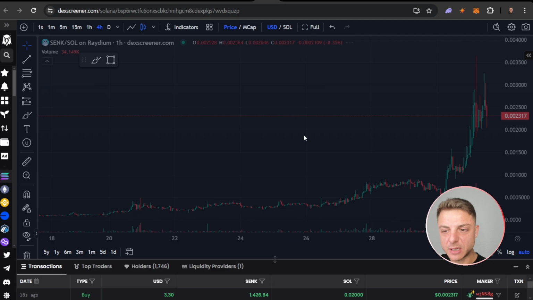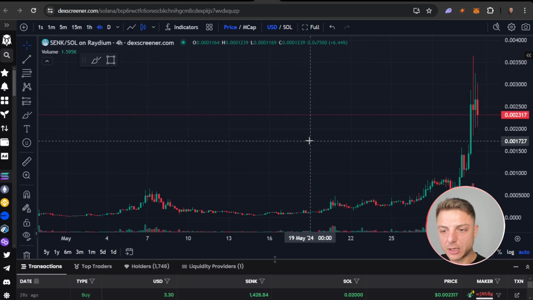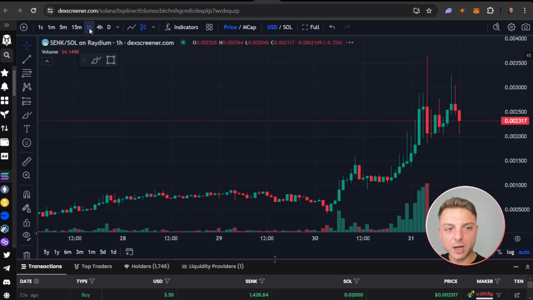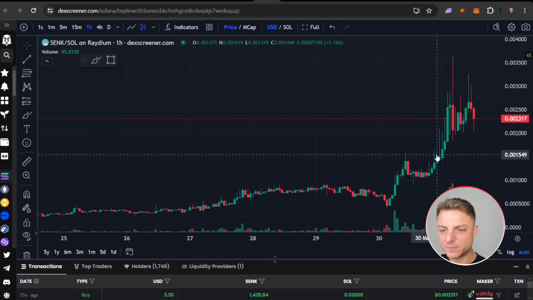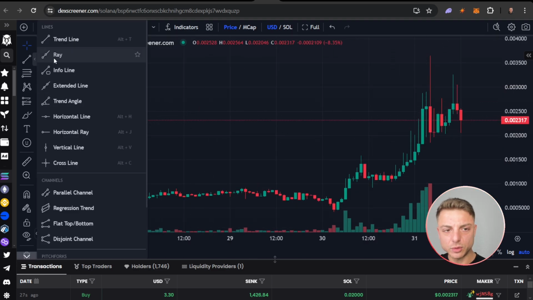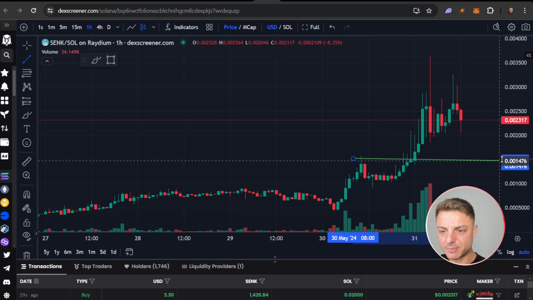Move to the 4 hour. Just make sure we scroll out. We are making new all-time highs. And this one's a little bit hard. We are making new all-time highs. The last support to resistance flip level would actually be down into this type of level here.